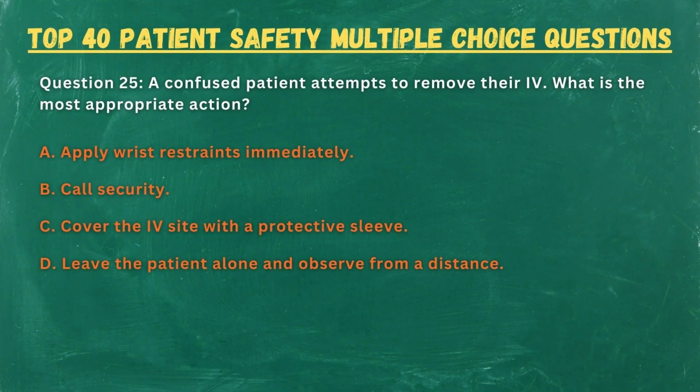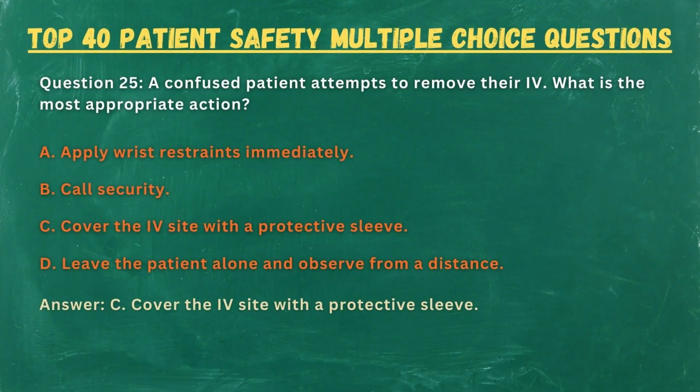Question 25. A confused patient attempts to remove their Foley. What is the most appropriate action? A. Apply wrist restraints immediately. B. Call security. C. Cover the Foley with a protective sleeve. D. Leave the patient alone and observe from a distance. Answer: C. Cover the Foley with a protective sleeve.